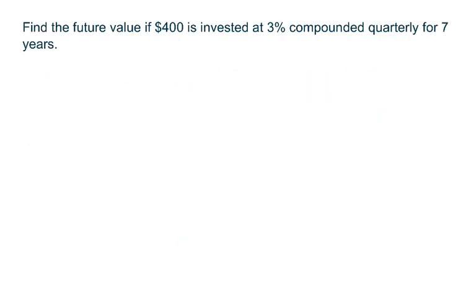Find the future value if $400 is invested at 3% compounded quarterly for 7 years. One of the things that often comes up is, how am I supposed to know if I'm going to use the simple interest formula or the compound interest formula? Well, the good news is the problem will tell you. We are told that this is invested at 3% compounded quarterly. So that's telling us right there that we need to use the formula for compound interest.